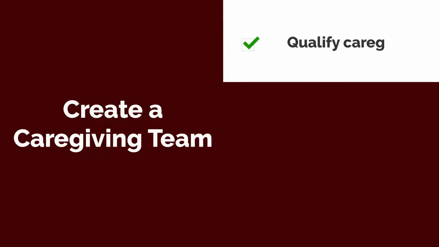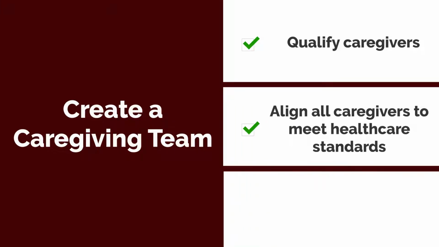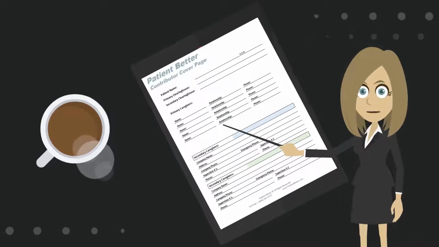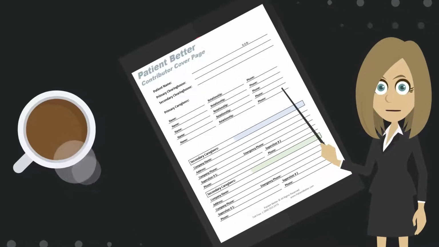There are 3 steps to this process. Number 1, qualify informal caregivers. Number 2, align all caregivers to meet healthcare standards. And number 3, share your Patient Better program with all those who participate in your care. And then on our next video, we're going to organize our care team on the contributor cover page.